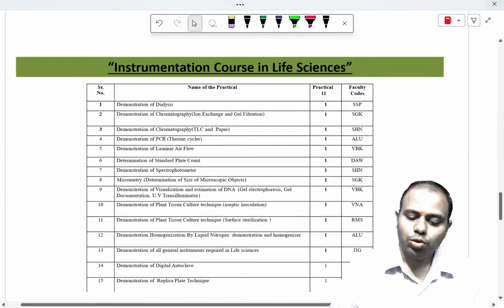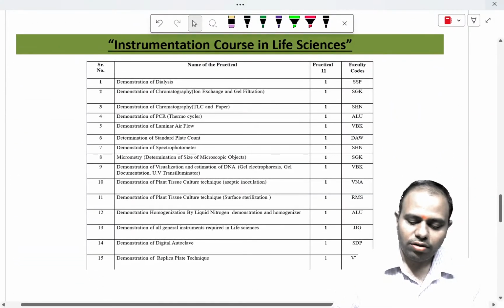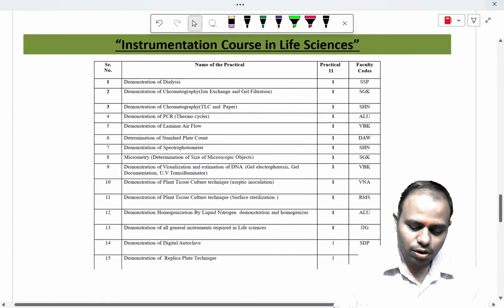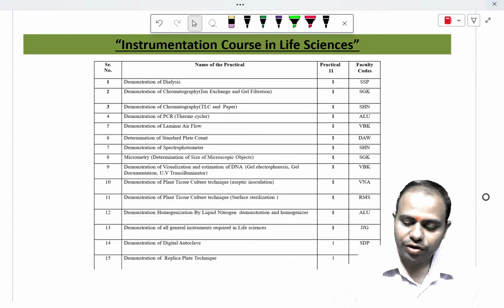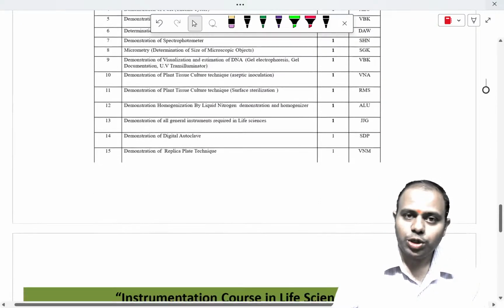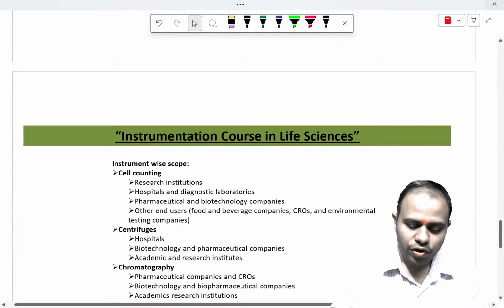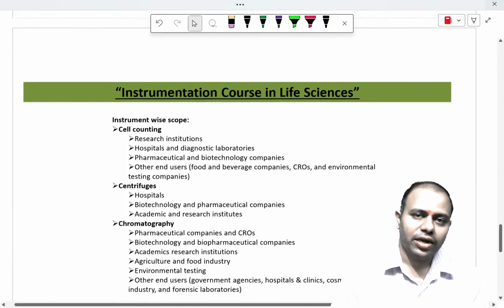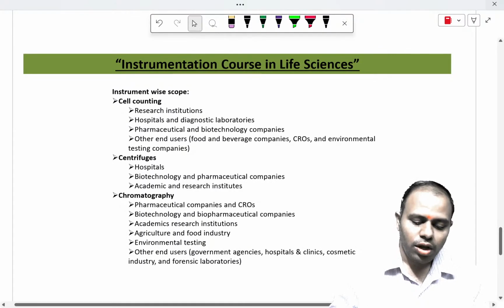Then there are around 15 practicals that are included here. You can see there are 15 different practicals, and the faculty code is also given here. You can check the code given at the start of this video, where you know which teacher is going to take which lecture, or which practical will be taken by which teacher. So this is all about the syllabus and the practical and theory syllabus that will be taught to you in this instrumentation course in life sciences.